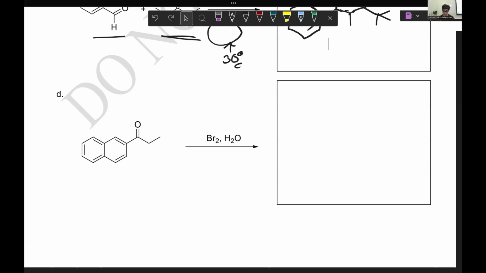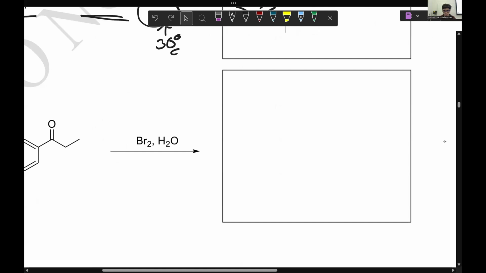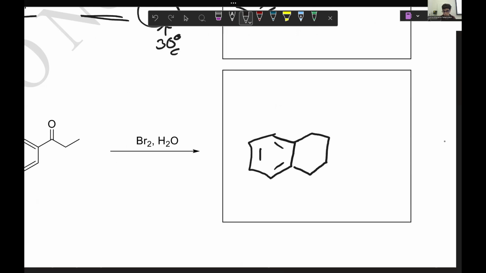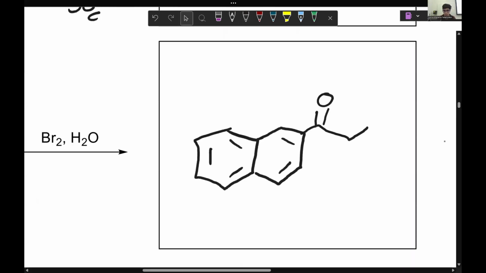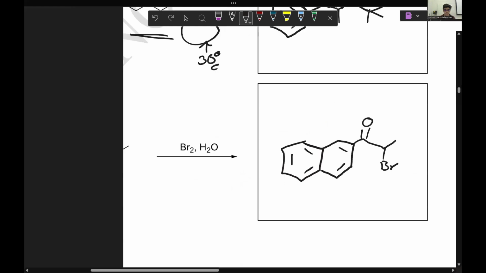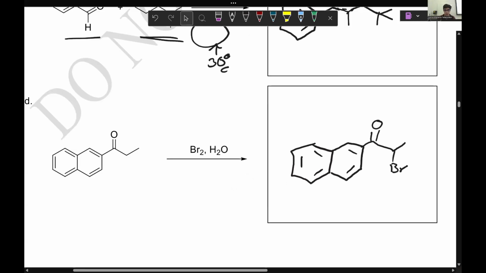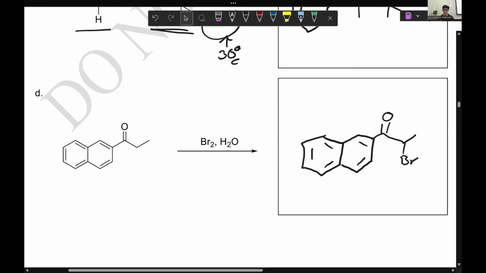So I'll just draw that out. That's what we started off with, and then we just add our halogen to the alpha position, wherever that alpha proton was. So that's what that looks like. That's the product for that reaction. And does anybody know how this actually happens? Because it doesn't really seem like a carbonyl should react with a halogen.